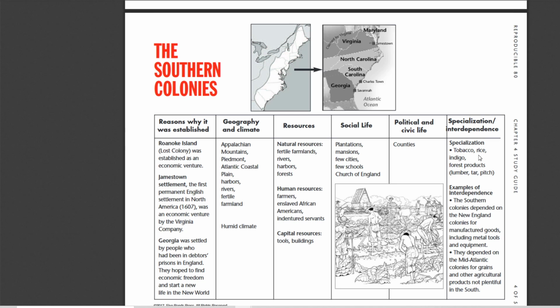They produced tobacco, rice, indigo, forest products, lumber, tar, pitch, mostly tobacco, indigo here, and then later cotton. And we call those cash crops. And it's easy to remember because economics was the big thing. We have economic venture, economic freedom, cash crops, all flows together. So that's easy to remember. And the South would send their cash crops to get manufactured goods from New England and food from the Mid-Atlantic.